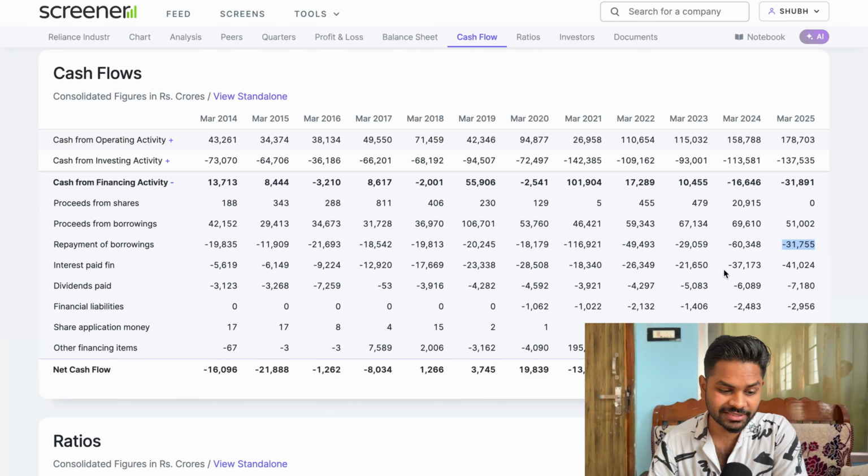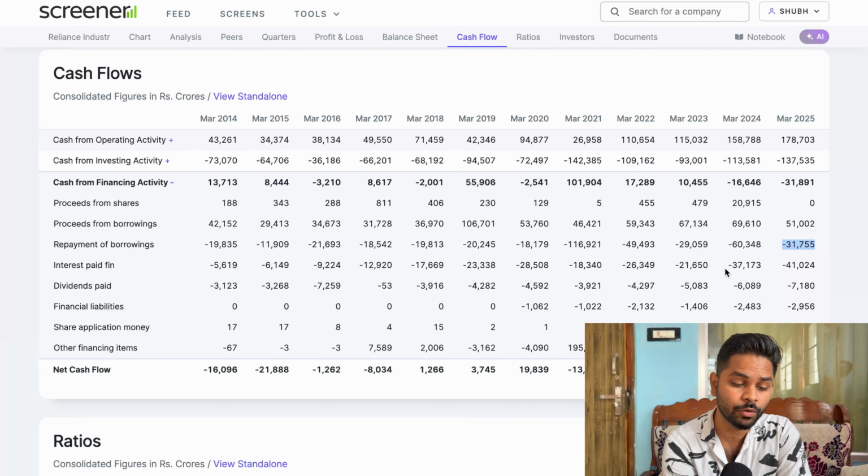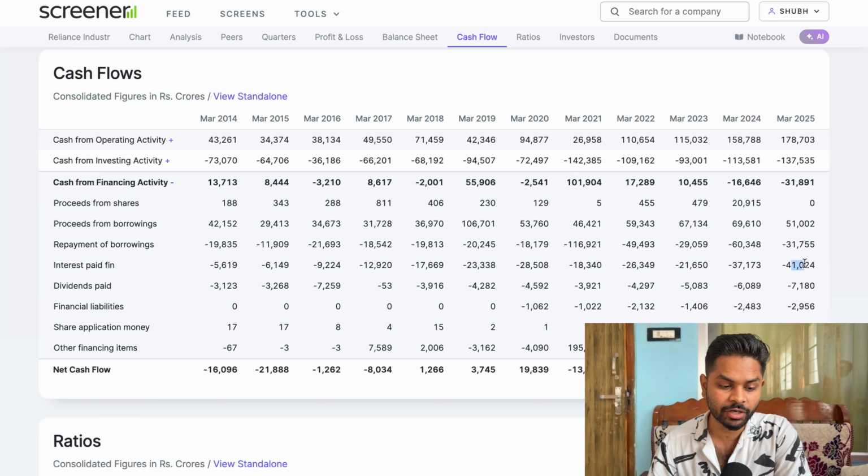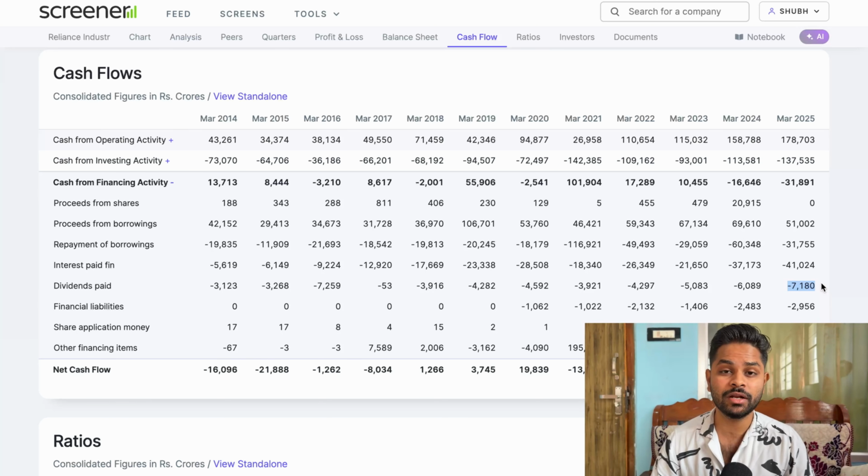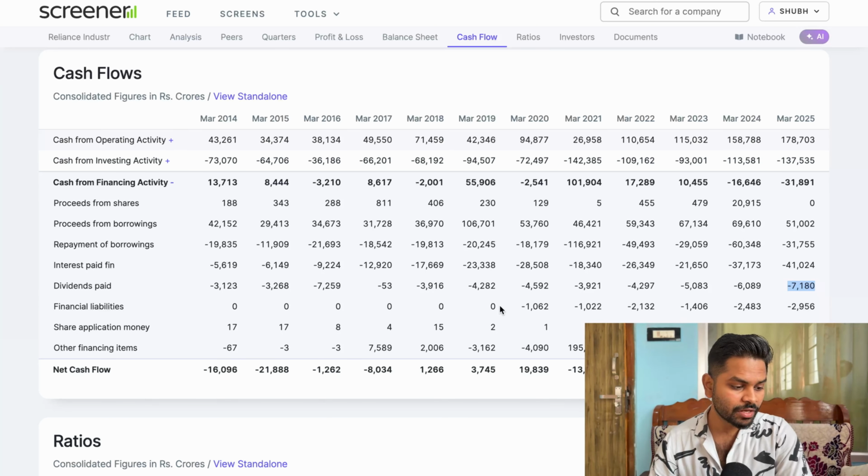Interest paid, last time they paid interest so money went out, 37,173 and now 41,024. Dividend paid, now they have paid dividend to their shareholders. Last time it was 6,000, now it is 7, so they are paying more as dividend to their shareholders or to anyone whom they have to pay dividend, right? Financial liabilities, now minus 248, and this time they have paid 29,556 through their financial liabilities, right? Share application money, it has always been 0.